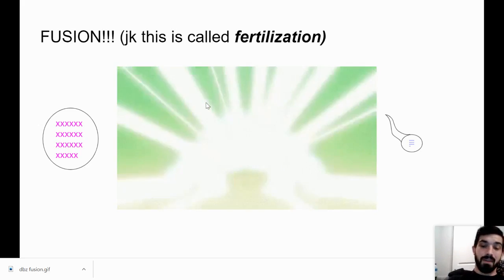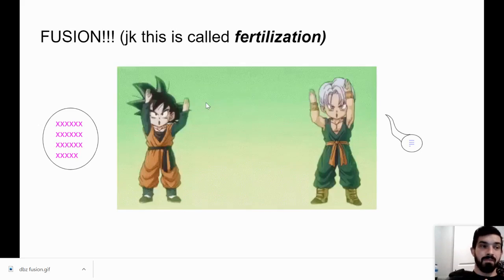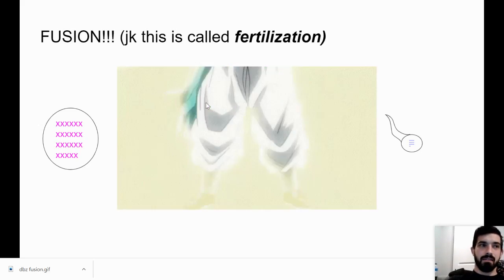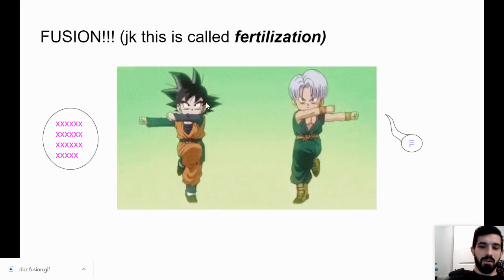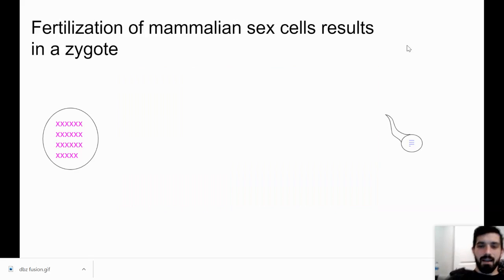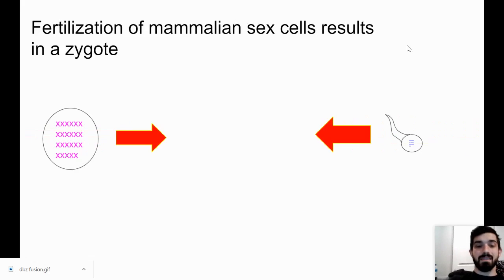All right, when they come together, when you take a sperm cell and an egg cell and you put them together because a male and a female just did the thing, if you know what I'm talking about, sex, they're going to make something called a zygote.